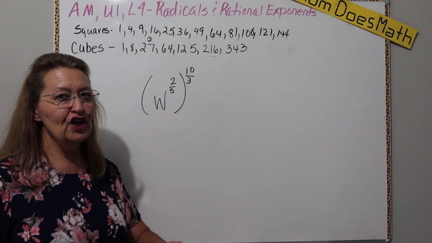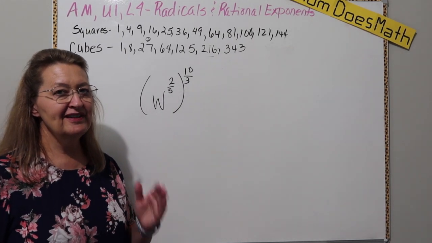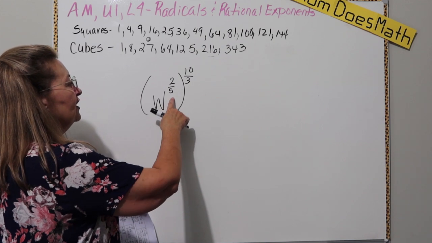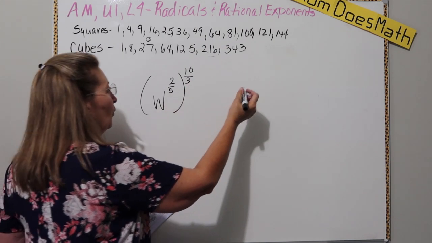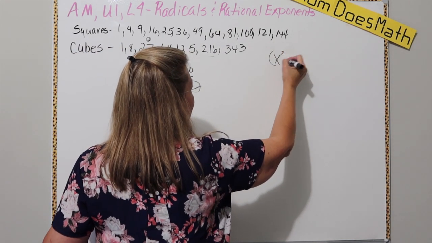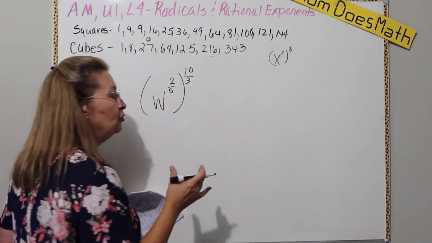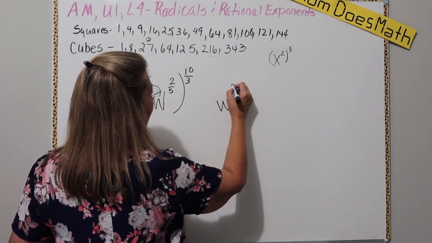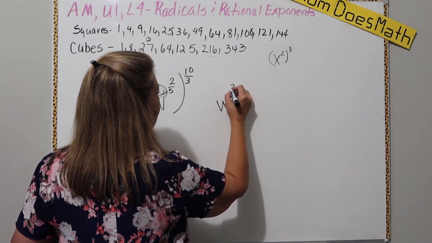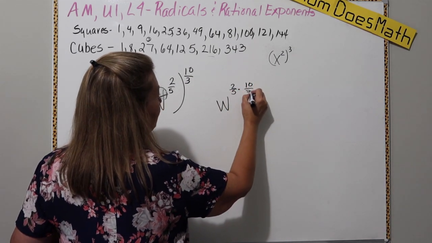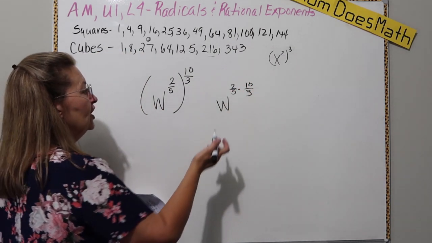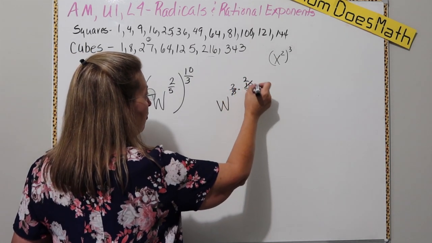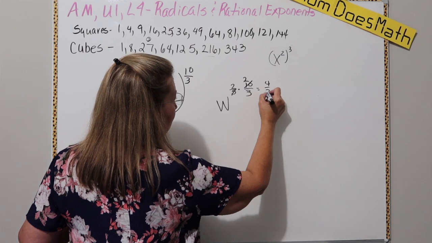Number 32, this is our last example problem, all right? So w to the 2/5 to the 10/3. What did you do if you had x to the 2nd to the 3rd? You multiply exponents, right? So I'm going to multiply 2/5 times 10/3. Just like any other fraction. You can go ahead and cancel here. 5 will go into 10 twice. So that gives me 4/3.